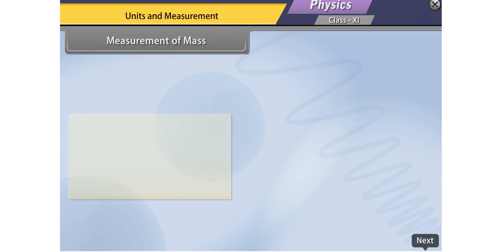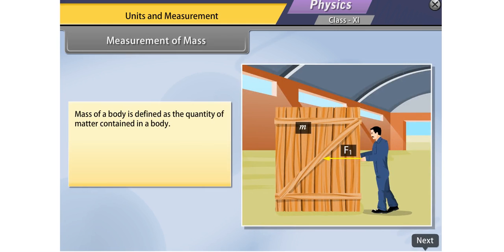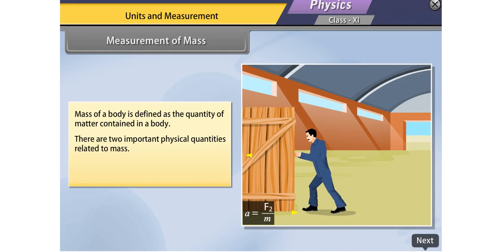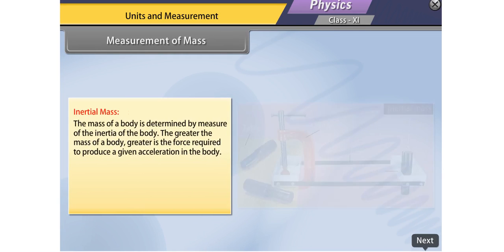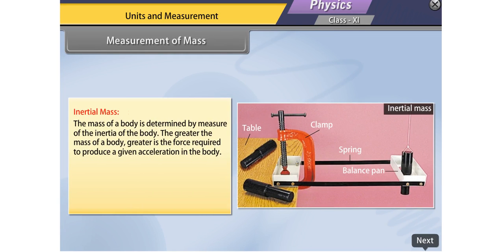Measurement of mass. Mass of a body is defined as the quantity of matter contained in a body. There are two important physical quantities related to the mass of a body. These quantities are inertial mass and gravitational mass. Inertial mass: the mass of the body is determined by a measure of the inertia of the body.